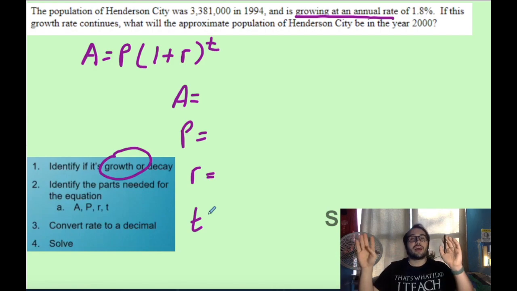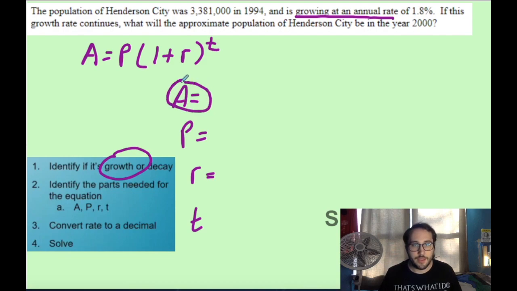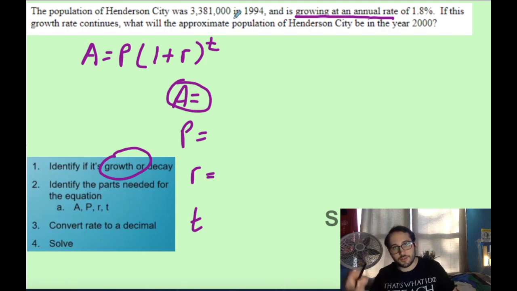We are trying to figure out what the approximate population of Henderson City will be in the year 2000. So that means we're trying to use an equation to figure out something in the future, so we're actually looking for A. P stands for principal, the initial amount. It says that the population of Henderson City was 3,381,000, so that's what it is initially. That's going to be P.